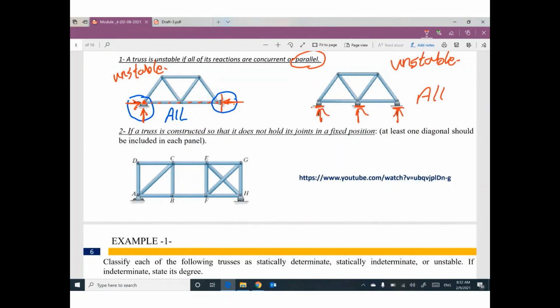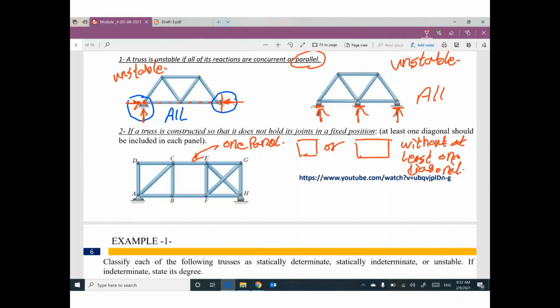If you have one panel that is a square or rectangle without at least one diagonal, one diagonal is important. Do you remember, when you were watching the video, I told you these members are connected together to form triangles. You must have triangles. Can you see? We have a square or rectangle without at least one diagonal. That means this structure is unstable.